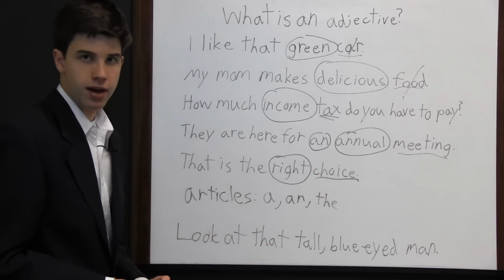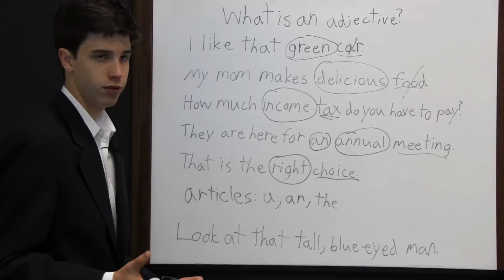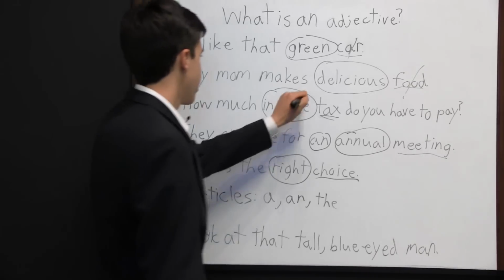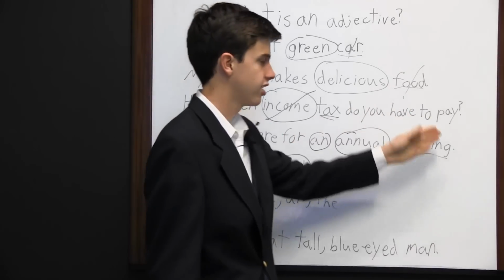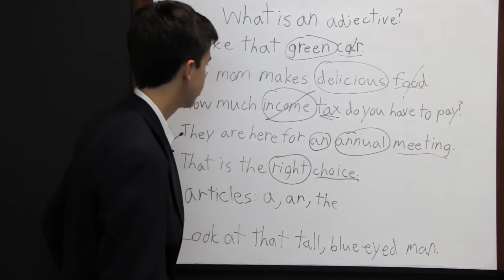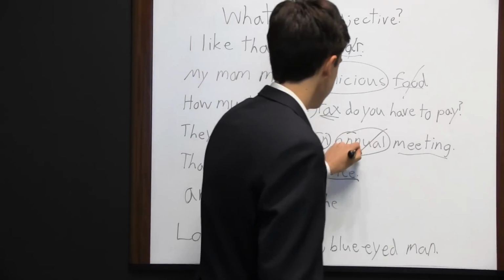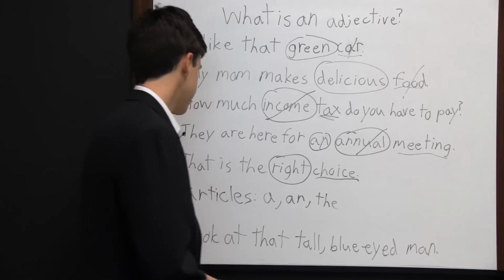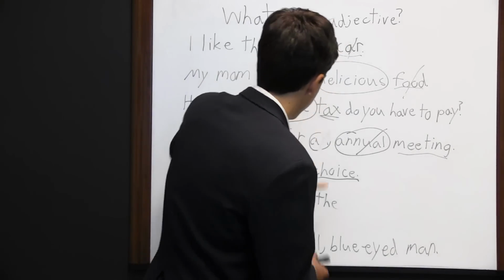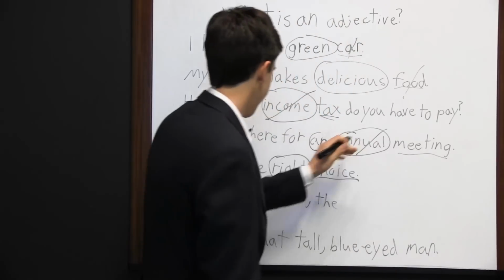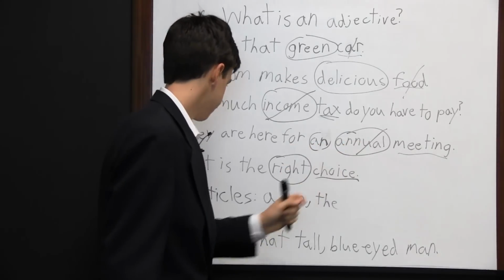Now, one last note about adjectives. Adjectives aren't always vital to a sentence. Like, you can remove them and the sentence still makes sense. So if we take income out of this sentence, you can read the sentence as, how much tax do you have to pay? That sentence still makes sense without the adjective. They are here for a meeting. So a lot of times you need articles in a sentence to still make sense. So if we leave an in the sentence, but take annual out, the sentence still makes sense as they are here for a meeting.